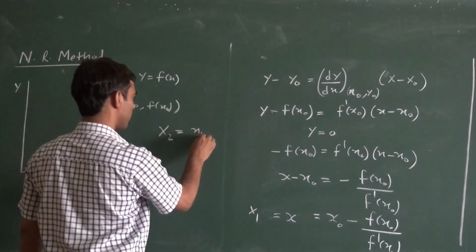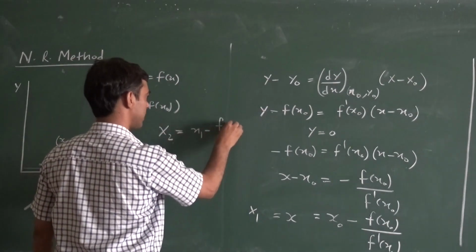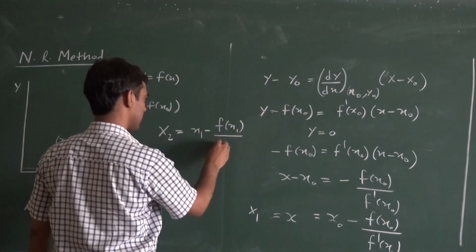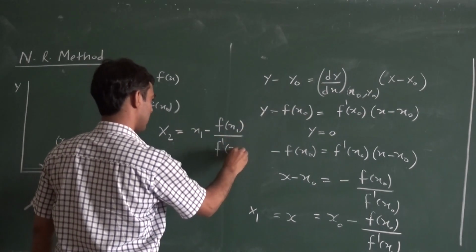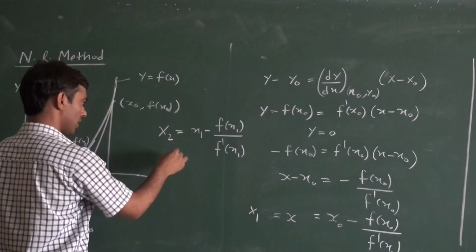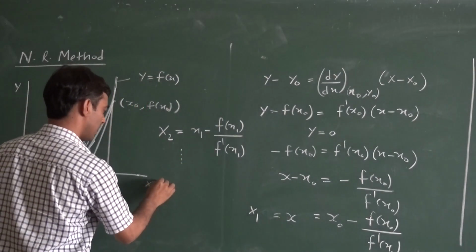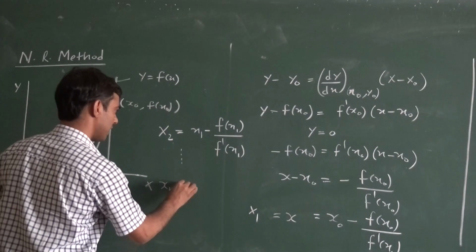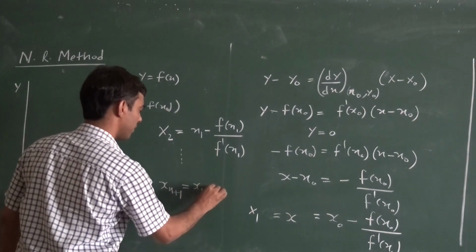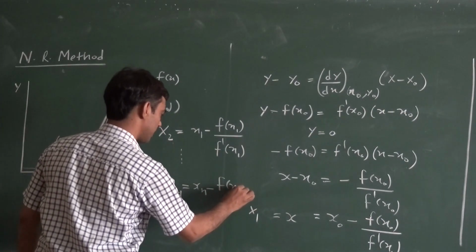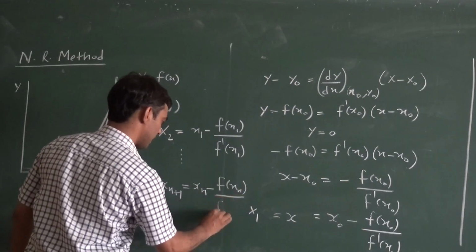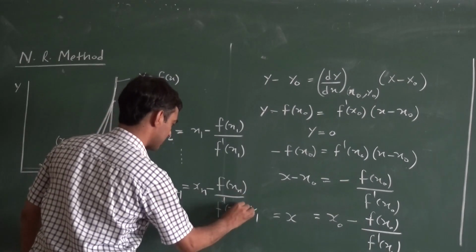x2 becomes x1 minus f of x1 divided by f dash x1. Now, in a similar manner, xn plus 1 equals xn minus f of xn divided by f dash xn.